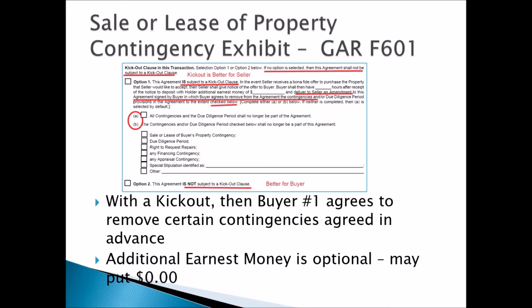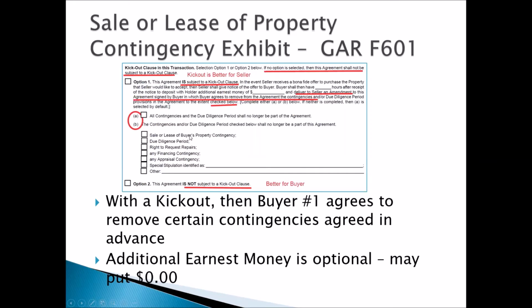If you are going to go through with the contract, then there are certain other contingencies that are going to be removed. And these contingencies get negotiated in this exhibit. You're going to remove the sale or lease of buyer's property contingency. You're going to remove the due diligence period if that's still intact. You're going to remove any financing contingency. You're going to remove any appraisal contingency, any special stipulation. So this gets negotiated in advance.